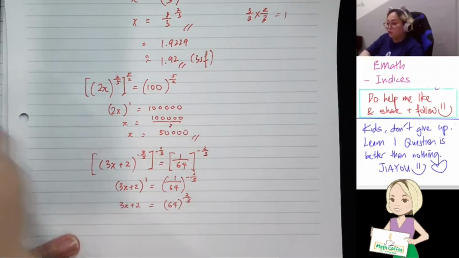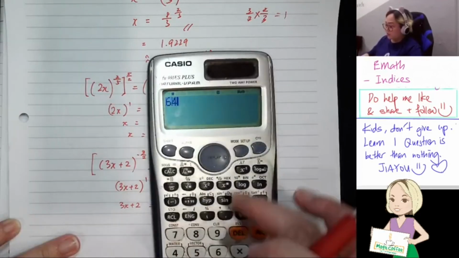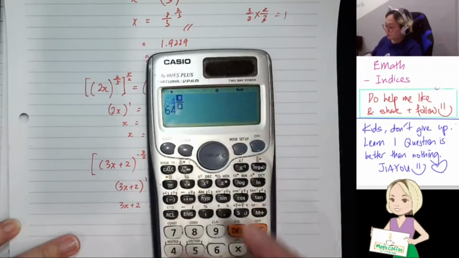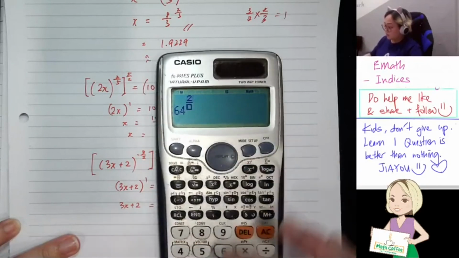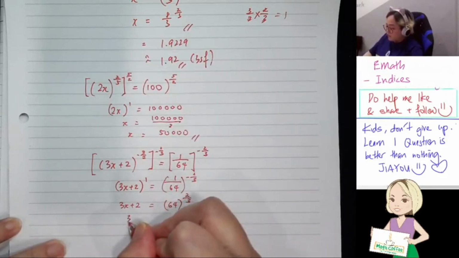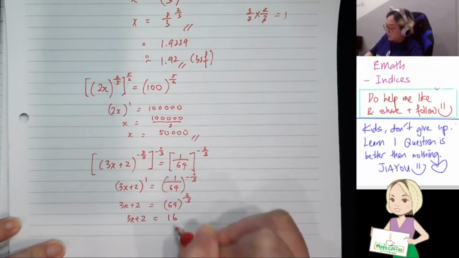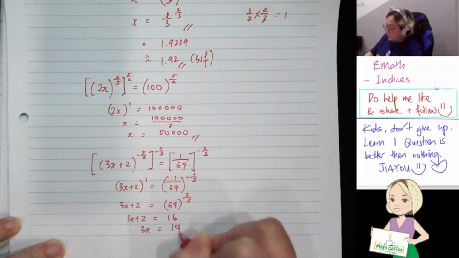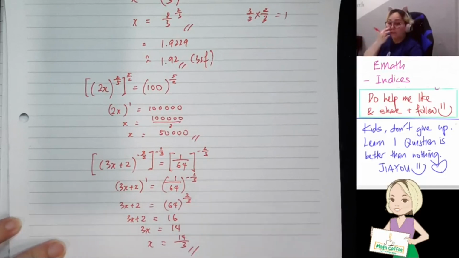So this 64 to the power of 2/3, you can key into the calculator in fraction, 2/3. And you get 16. So this is 3x plus 2 equals to 16. 3x equals to 14. x equals to 14 over 3. Done.